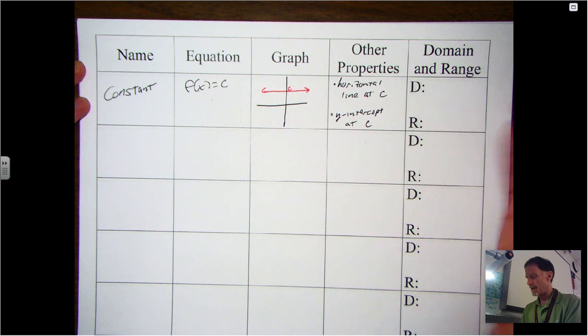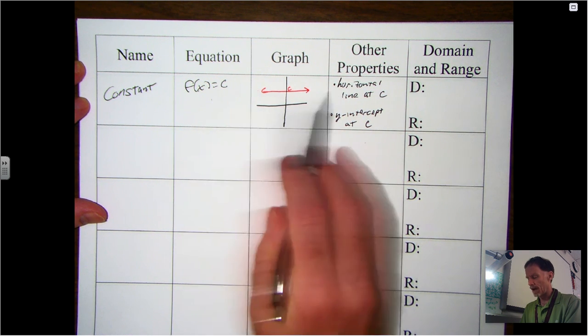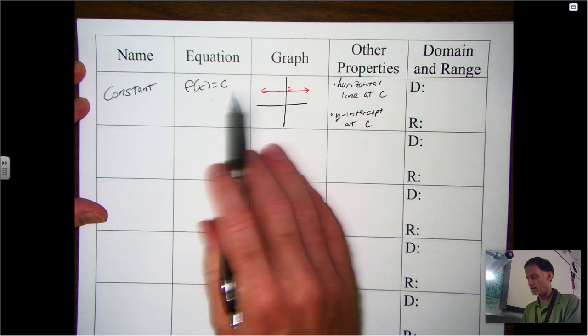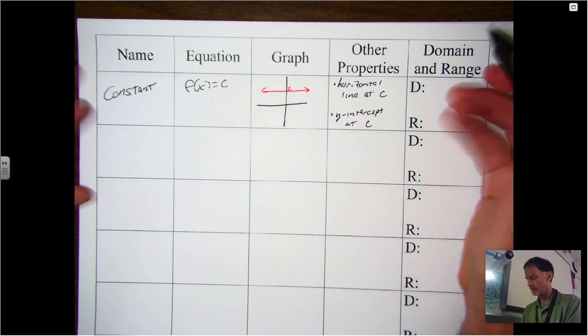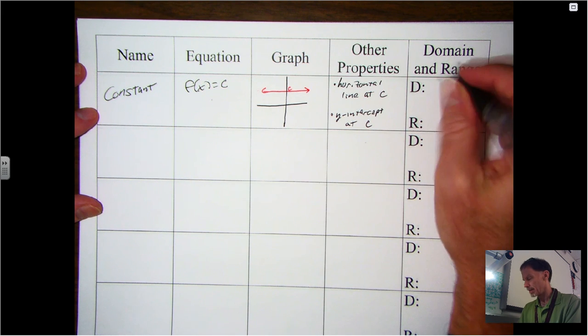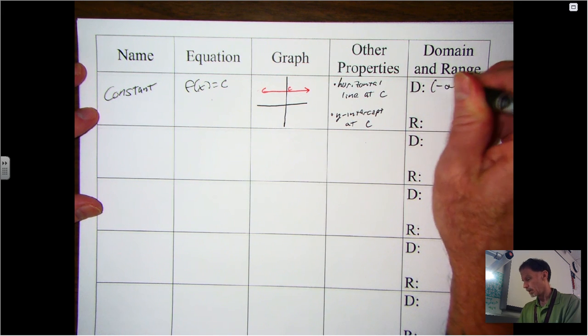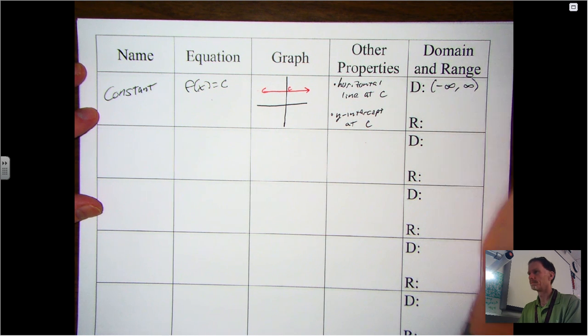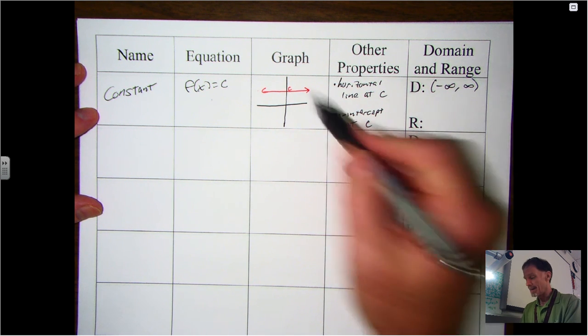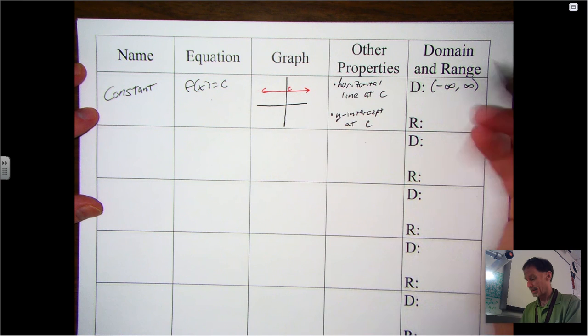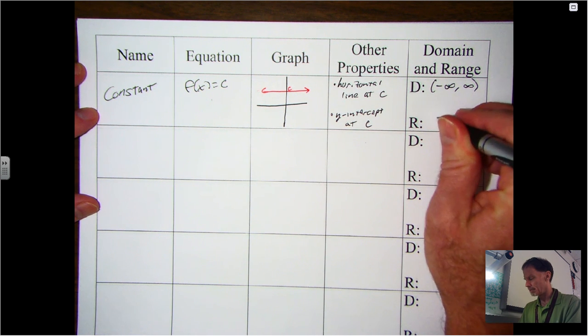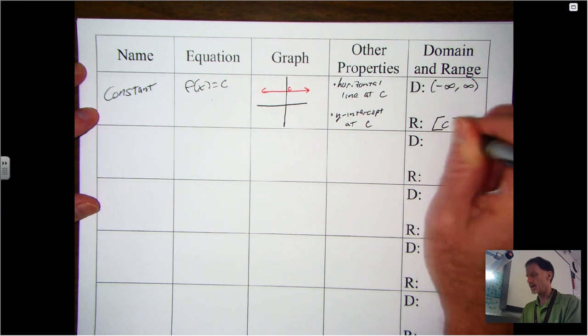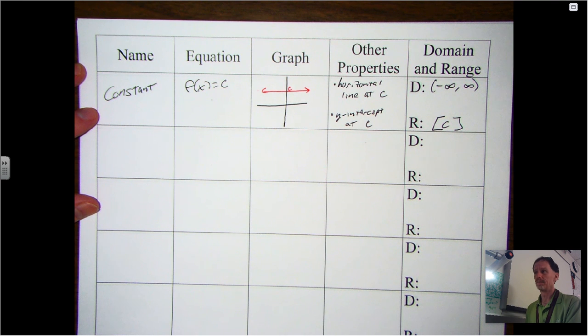Okay, the domain, if you remember from your algebra 1 days and even middle school days, is what the x values can be. So obviously that's everything, and we're going to write that as negative infinity to infinity. And the range, notice it never goes up and down except for that c value. So we're just going to write the range as just the bracket c. Okay, again, not very interesting. We're going to move on.